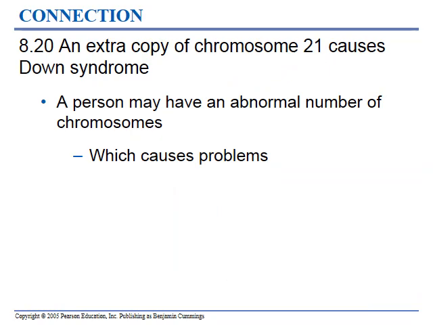If you end up with an extra copy of chromosome 21, what you end up with is Down syndrome. And 21 is one of the larger numbers, which means it's a smaller chromosome, so it's not usually fatal. If you have an extra copy of, say, chromosome 1 or 2, you wouldn't even survive in utero. The mother would miscarry quite early on, but chromosome 21 is pretty small, so you can have an extra copy of it and end up with Down syndrome.